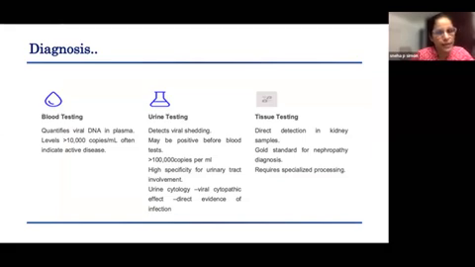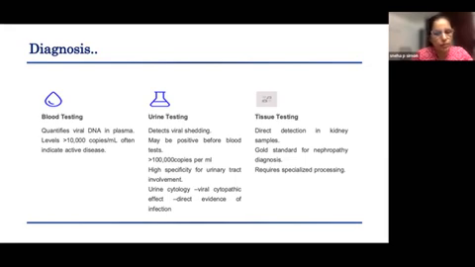Diagnosis by blood and urine investigations. You can look for the adenovirus DNA by PCR. In the blood, we can quantify the viral DNA in the plasma. Levels of more than 10,000 copies per ml are indicative of active disease. And in urine, we can also do urine adenovirus DNA PCR because we detect the viral shedding in the urine.